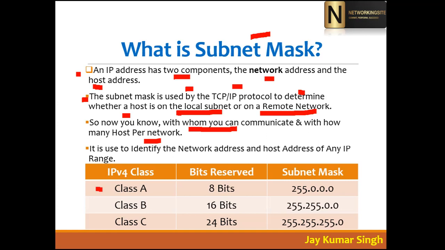I told you we have 5 classes, but we use only 3 classes, class A, B, and C, for our network communication. I told you that we have a total of 32 bits in an IP address, but we use only 24 bits for communication: 8 bits for class A, 16 bits for class B, and 24 bits for class C. And these subnet masks are given as a default to the classes.